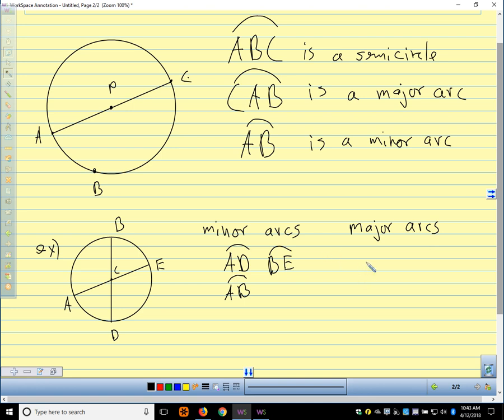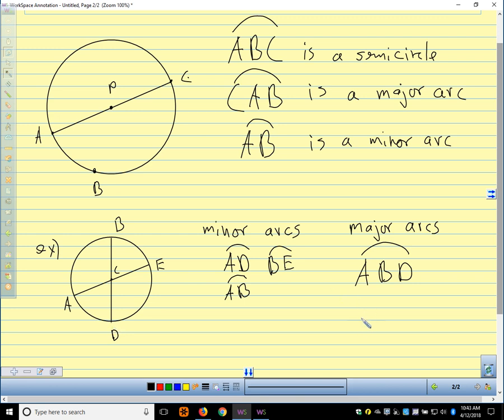I'll get us started. Let's start at point A. A major arc that starts at point A. Does it need to be bigger than a semicircle? What is it? ABD would work. Arc ABD. So we start at point A, go through point B, and end up all the way around here on point D. That's more than half a circle.